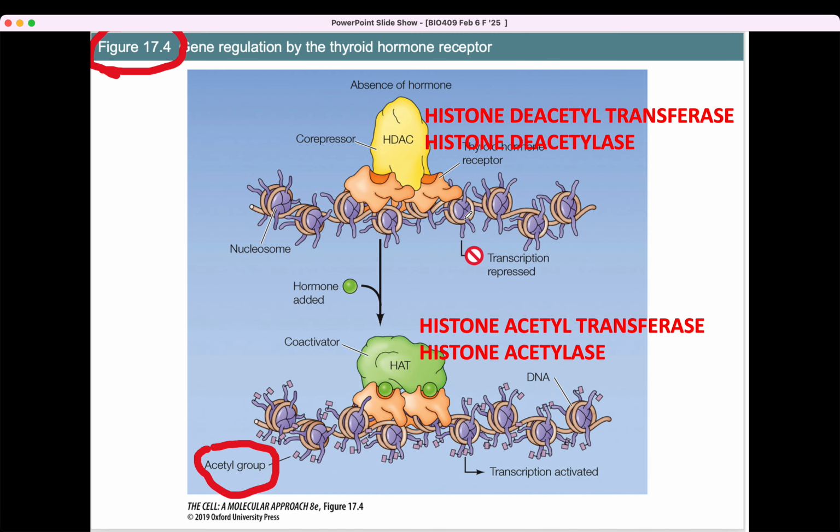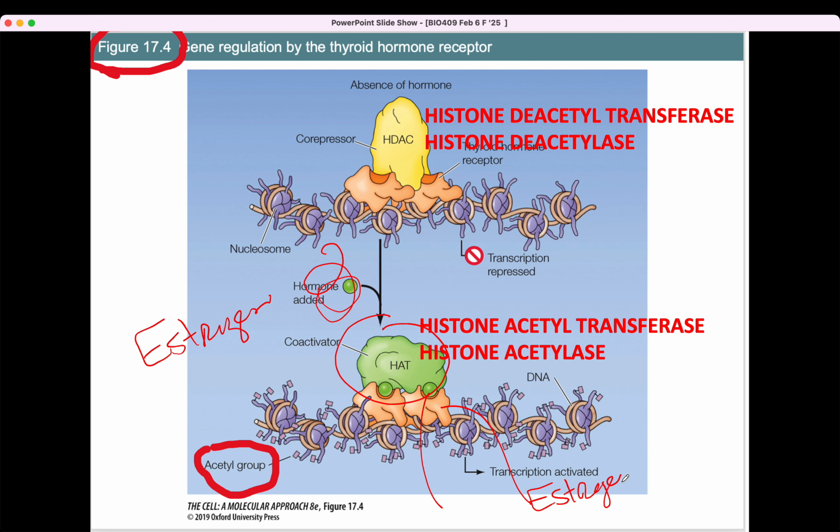Okay? So, then here's that figure again showing that, and it's showing the enzymes. So, when, in our case, the estrogen hormone is present, this is the enzyme that's bound to the estrogen receptor. And this is histone acetylase. The full name is histone acetyl transferase. I usually just call it histone acetylase.